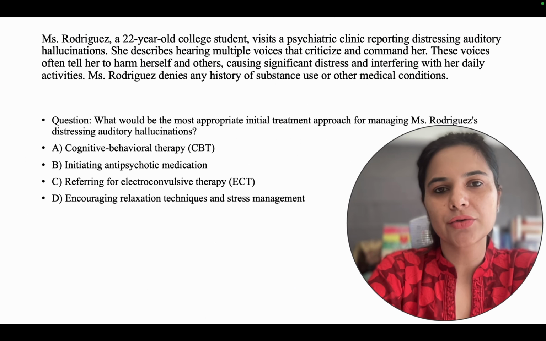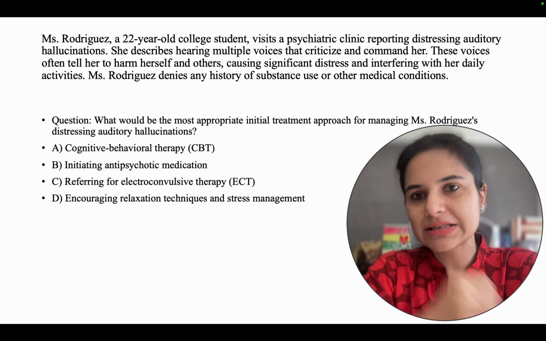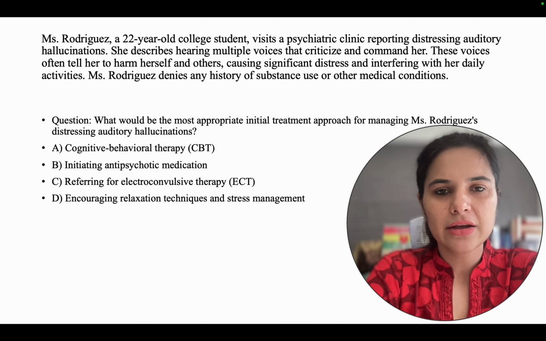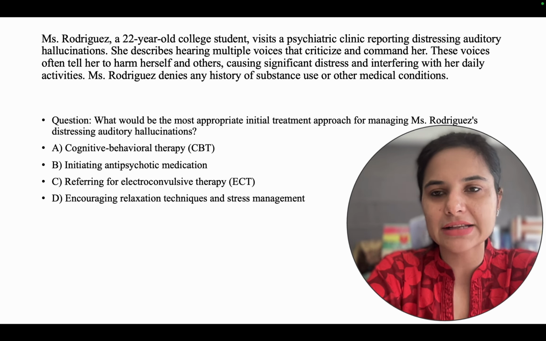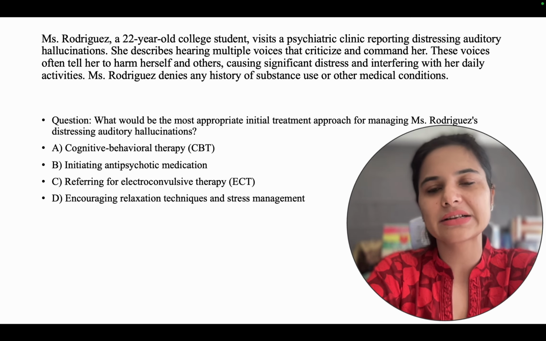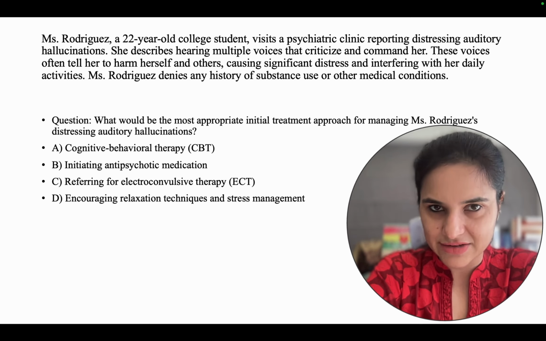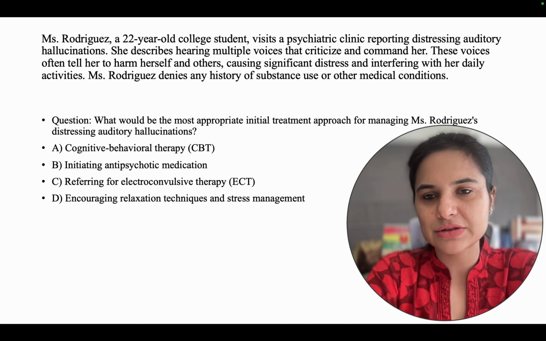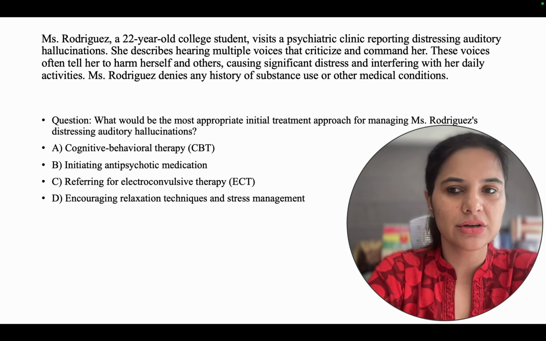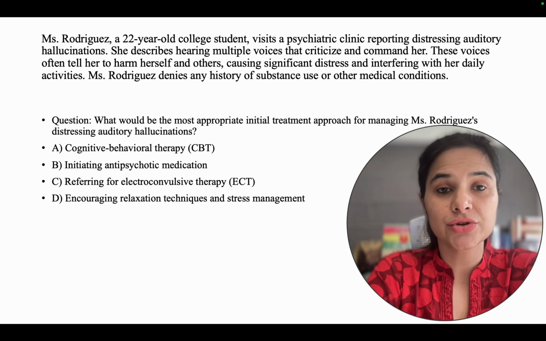Ms. Rodriguez, a 22-year-old college student, visits a psychiatric clinic reporting distressing auditory hallucinations, describing that they are hearing multiple voices which criticize and command them, and these voices say to harm themselves, causing distress, interfering with daily activities, and there is no history of substance abuse or any other medical history. What would be the most appropriate initial treatment for managing Ms. Rodriguez's distressing auditory hallucinations?